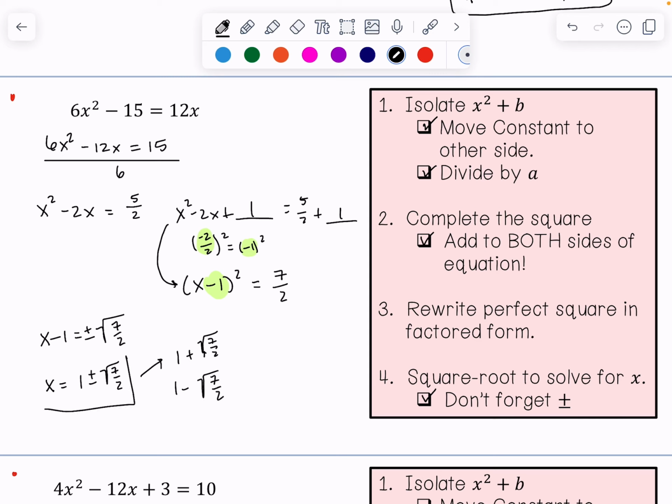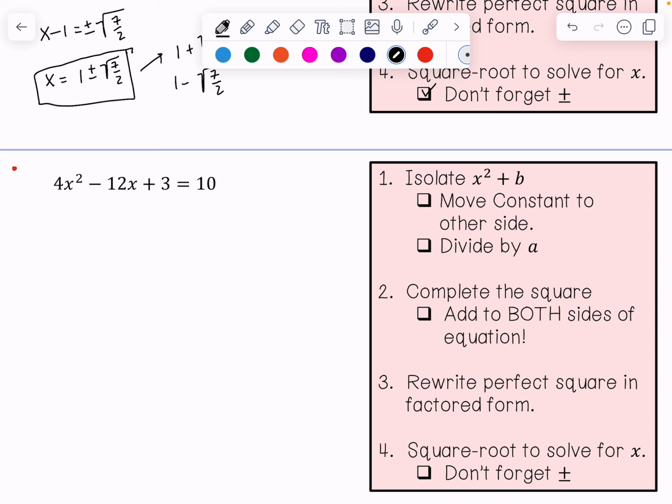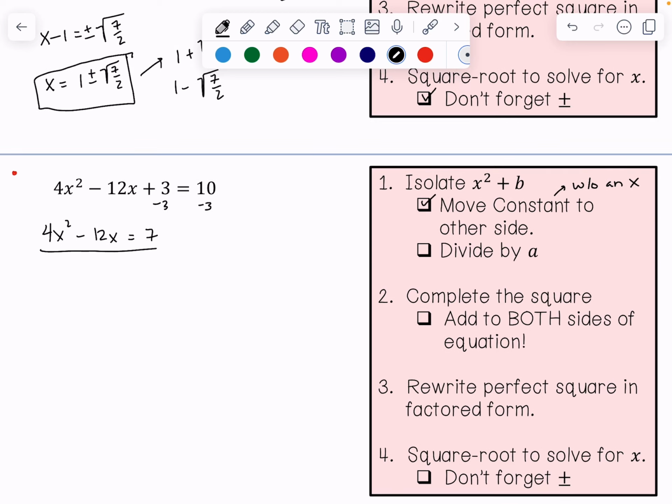And let's go ahead and do one more. So same thing. The first thing I'm going to do is I want to move my constants. And as a reminder, a constant is just something without an x or without a variable. So I want to get those to the other side of my equation. So I'm going to subtract my 3 over. And this gives me 4x squared minus 12x equals 7. Done. I'm going to divide by my a term. So I'm going to divide by that 4.